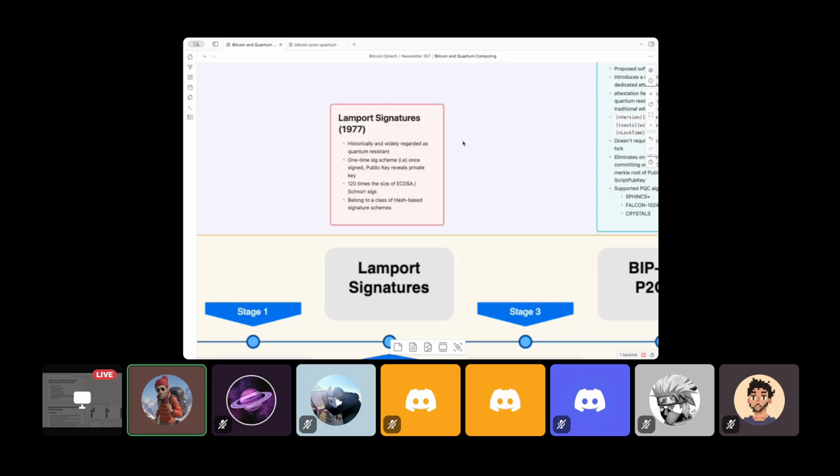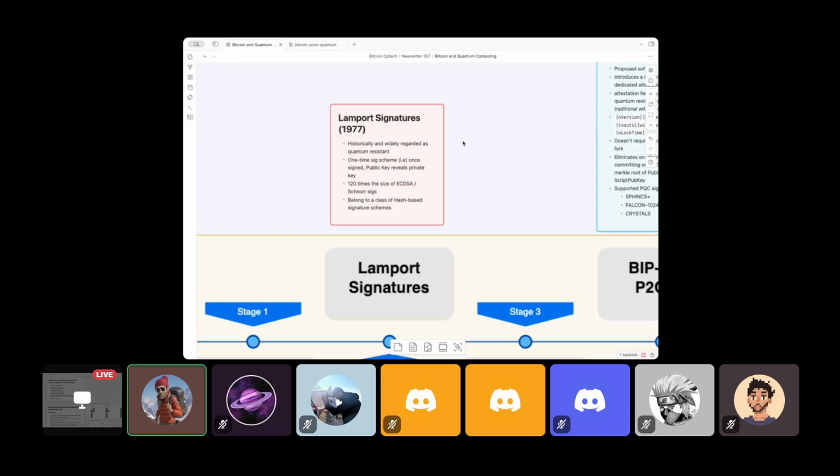But there are a lot of problems with Lamport signatures, and the development community has to come up with solutions to them. Basically, Lamport signatures are one-time signature schemes. Which means you have a public and private key, and once you sign your transaction, it also reveals your private key. So this is a big problem with Lamport signatures. The second problem is that the size is very huge. It's typically 120 times the size of your ECDSA or Schnorr signatures.